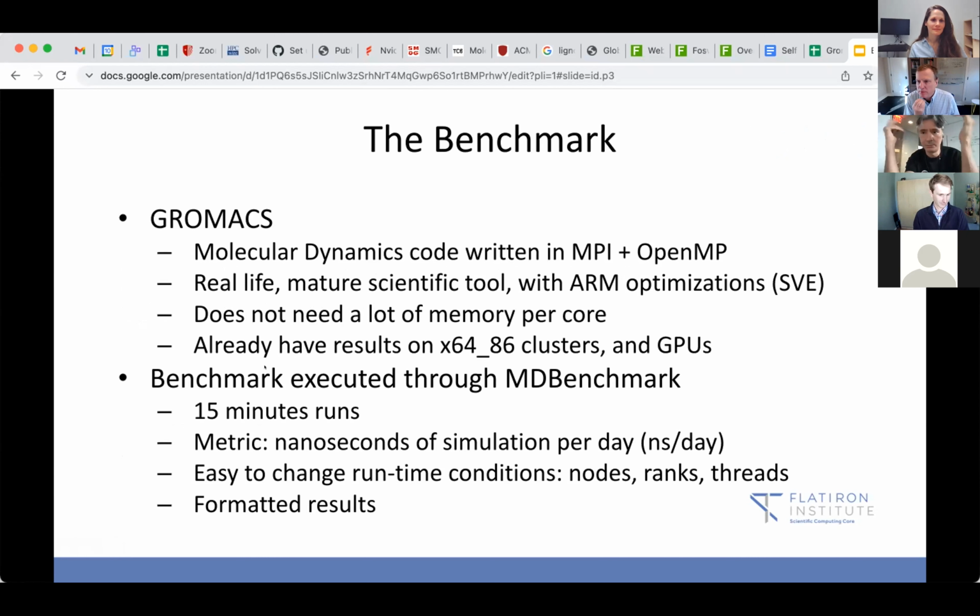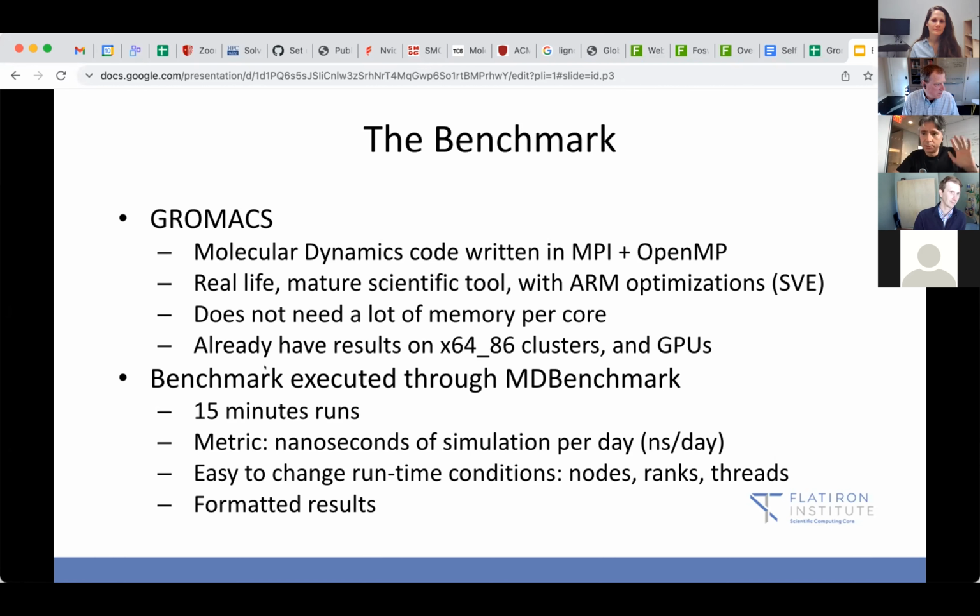Gromacs, why did I choose that? Because it's a molecular dynamics code written in MPI and OpenMP. The nice thing about it is that it's a real-life scientific tool. It does have SVE optimizations embedded. It also does not need to use a lot of memory per core, which is good for a machine that's limited to 32 gigabytes per node. And we already have results on x86 clusters and on GPUs, so that's pretty convenient.